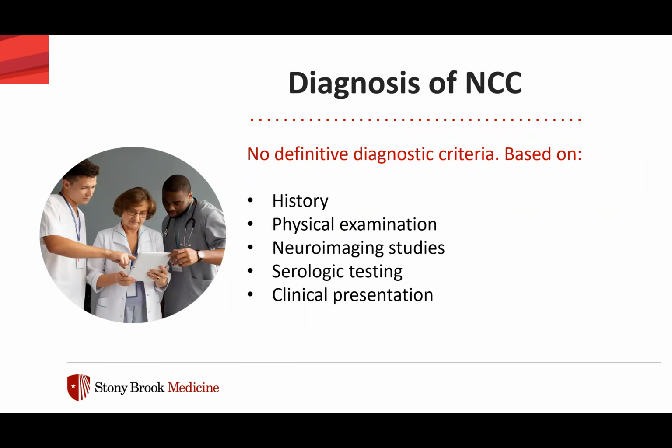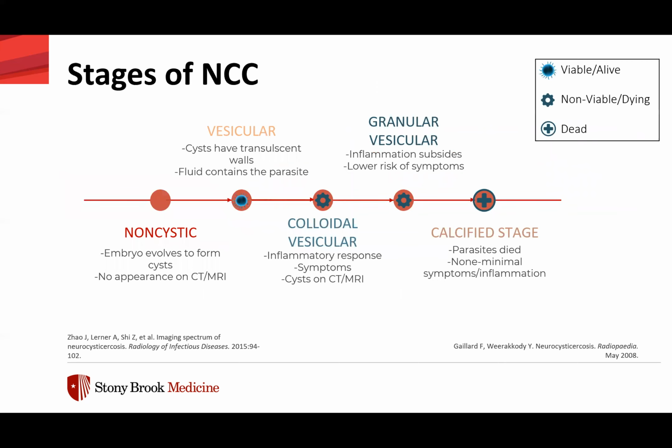When we're transitioning to talk about the diagnosis, there is no definitive diagnostic criteria. It's really based on what we have on the slide here. So a history, a physical exam, neuroimaging studies, serological testing is also available, and then clinical presentation. But in order to evaluate the clinical presentation of patients, we must understand the stages of NCC. The cysticerci, or the larva, pass through stages which really can be visualized on radiologic imaging. And the staging is so important because it impacts diagnosis, but it also drives the medication management recommendations that we might have as pharmacists.